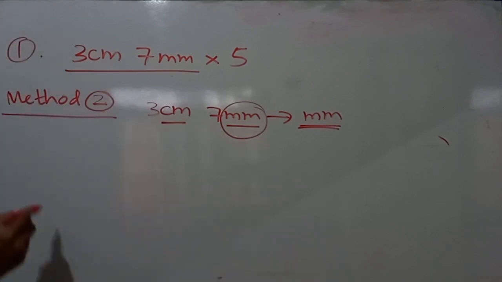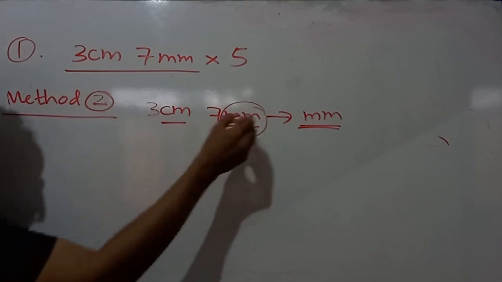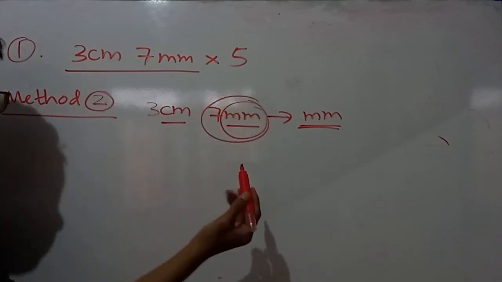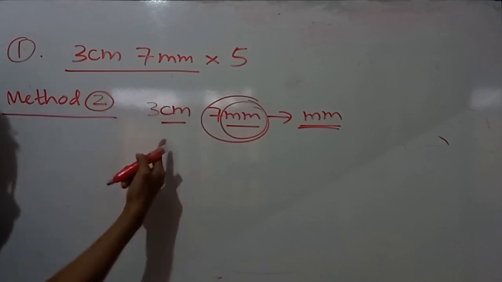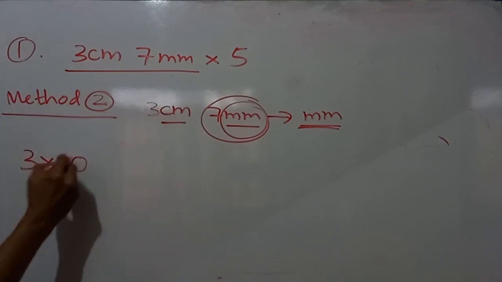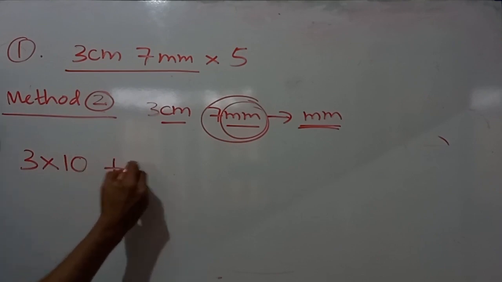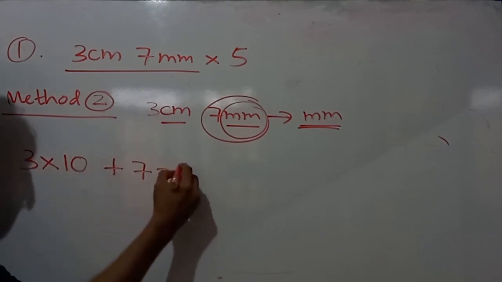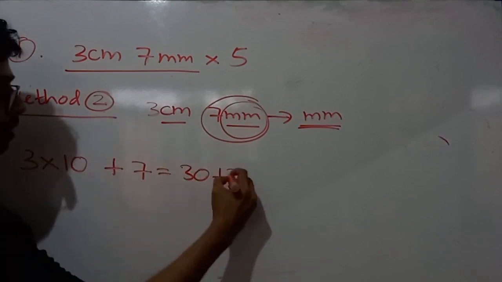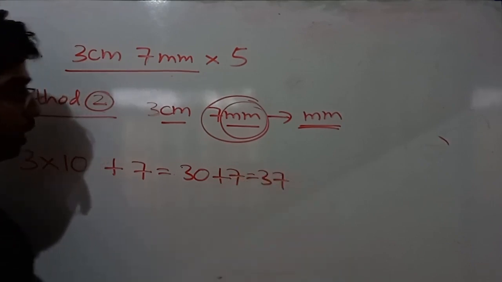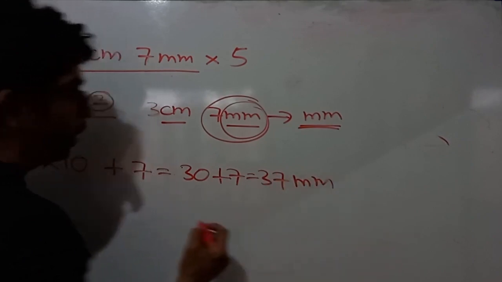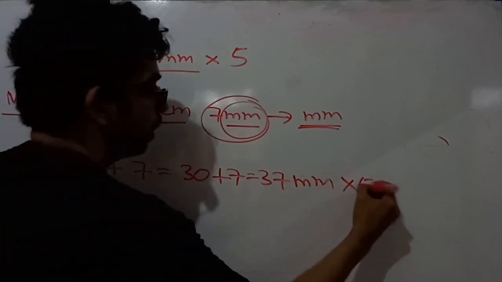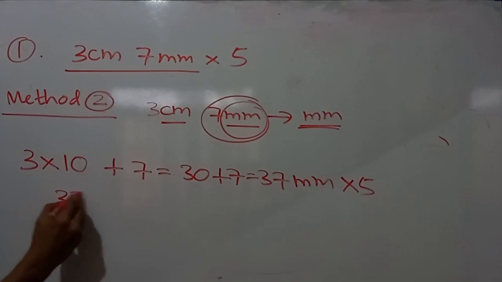So this portion we don't have to convert. Why? It is already given to us in millimeters. This part we have to convert. So 3 times 10 plus 7. So this will be 30 plus 7, which is 37. Now this is millimeters. Now we will multiply this by 5. So 37 multiplied by 5.